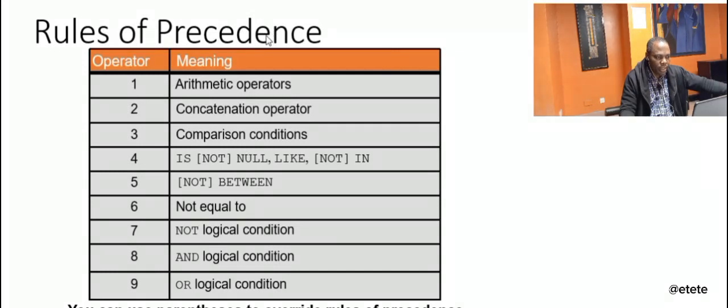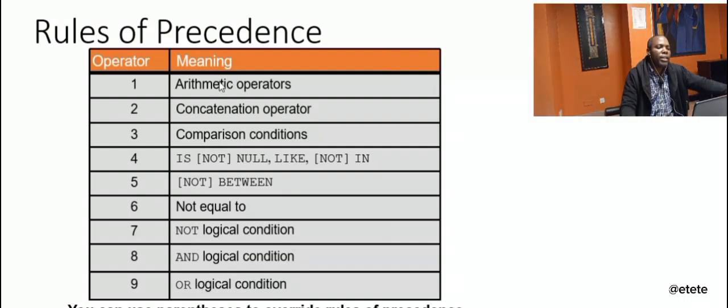We have the rules of operator precedence, from 1 to 9. The highest is the first one that you are looking at: arithmetic operator, concatenation operators, comparison conditions, IS NULL, LIKE, NOT BETWEEN, not equal to, NOT logical condition, AND logical condition, OR logical condition.